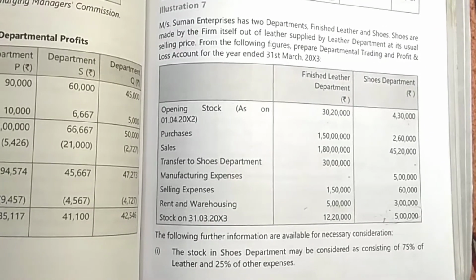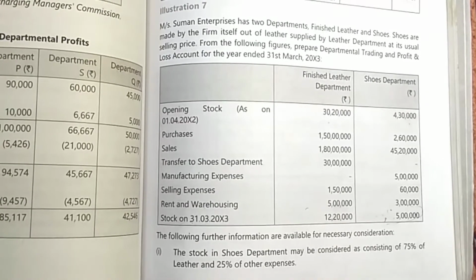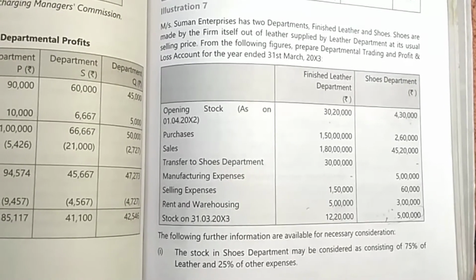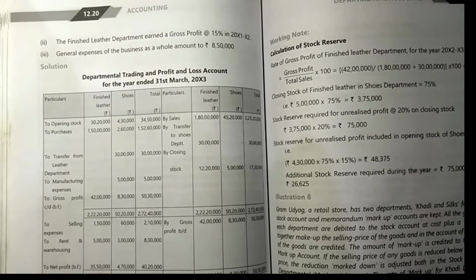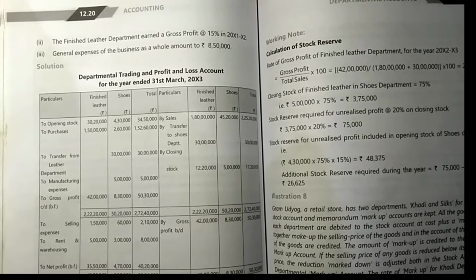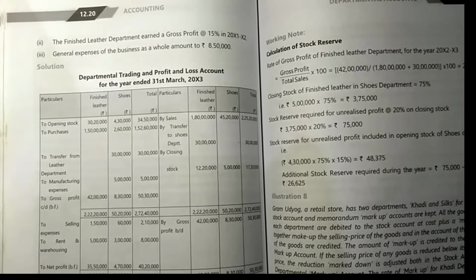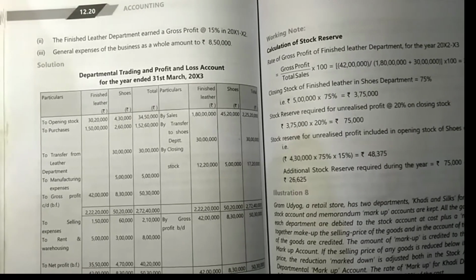The stock in the shoe department may be considered as consisting of 75% of leather and 25% of other expenses. The finished leather department earned a gross profit at 15% in 2011 and 12%. General expenses of the business as a whole amount to rupees 8,50,000.